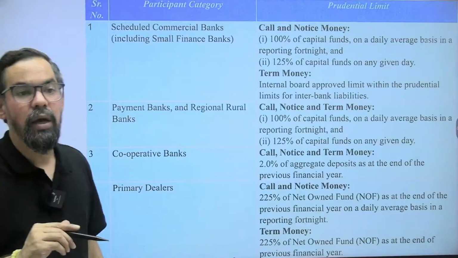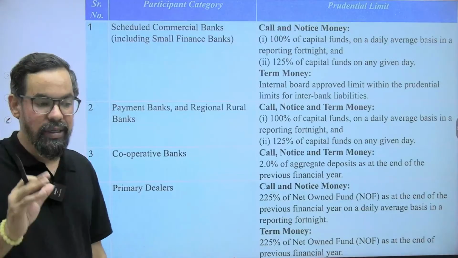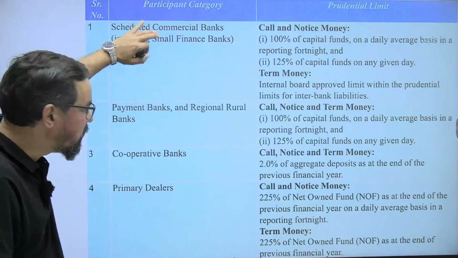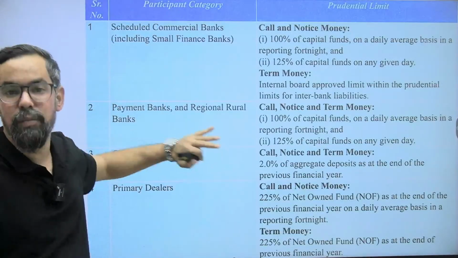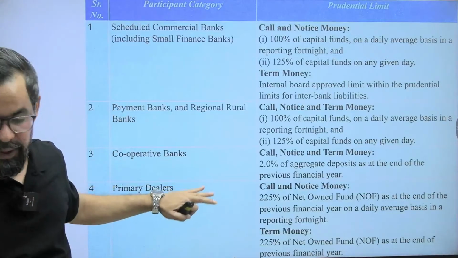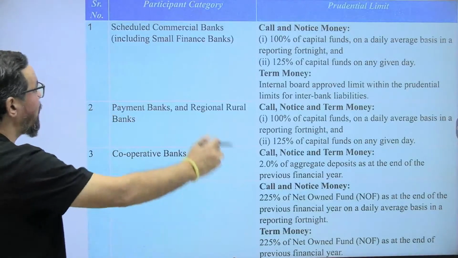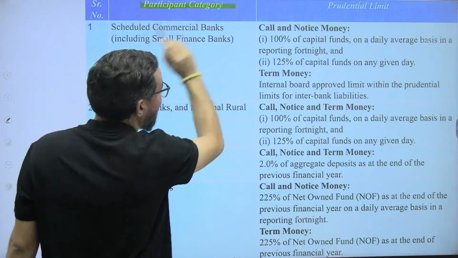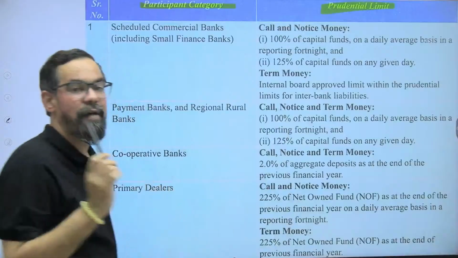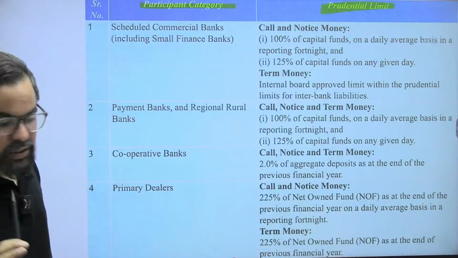Now, how much can a bank borrow through these? These are the limits. This is a very important topic, and there can be a case study around it. This portion is important: participant category and prudential limits. Prudential limits are very, very important, so please take care around this.